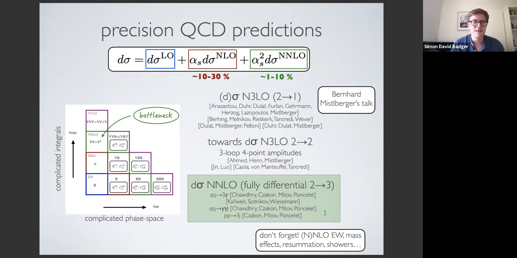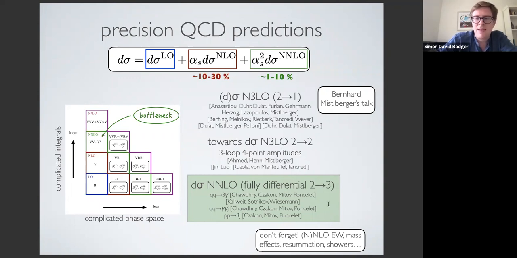So it's those things that I'd like to tell you: the ingredients that go in, the kind of things that cause us difficulty and how we overcome them. So as I said, this is where we've been sat at the moment. To make these kind of contributions, we have to combine both real and virtual contributions. And that means scattering amplitudes for 2 to 3 at the level of the two loop amplitudes, 4 point amplitudes for real virtual, and 7 point amplitudes for the double real radiation.